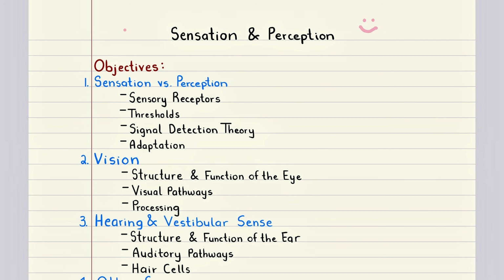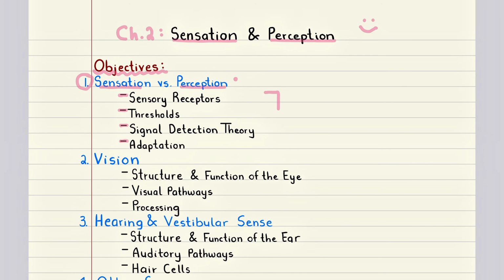Today, we're covering Chapter 2 for our MCAT Behavioral Science playlist, and this chapter is titled Sensation and Perception. In this chapter, we're going to cover the following objectives. We're going to start by talking about the difference between sensation and perception. Along the way, we're going to discuss sensory receptors, sensory thresholds, signal detection theory, and sensory adaptation.